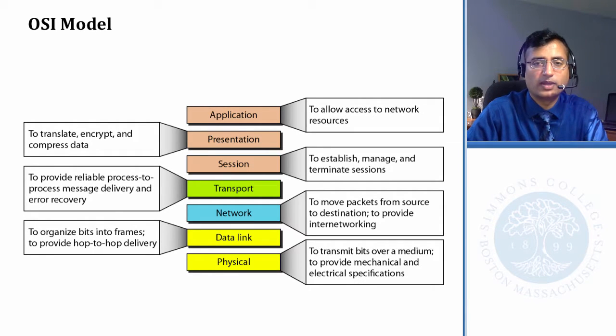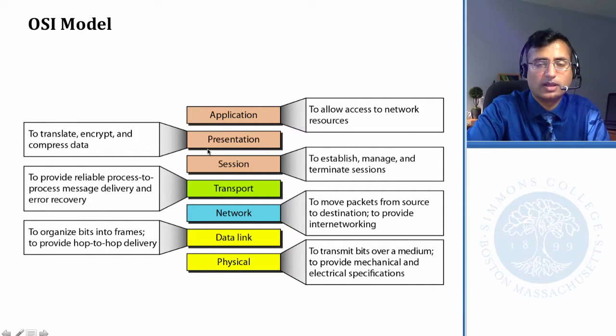Here you have the application layer on the top, and then the presentation layer, session layer, transport layer, network, and then from the bottom there's physical and data link. So the job of the physical layer is to transmit bits over a medium to provide mechanical and electrical specifications. And the job of the data link layer is to organize bits into frames to provide hop-to-hop delivery. The job of the network layer is to move packets from the source to destination to provide internetworking.